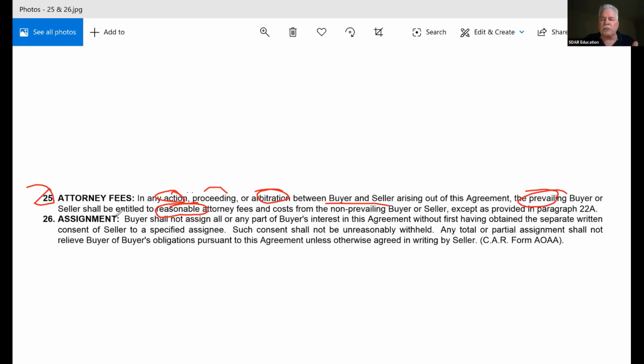So reasonable attorney's fees, what might be reasonable to you might not be reasonable to me. The reasonable man standard says it's going to be up to the court to decide that, because we're going to fight about it anyway. Okay? Attorney's fees and costs from the non-prevailing buyer or seller, except as provided in 22A. You recall that 22A back there was my mediation of disputes. Okay, is that clear? Everybody good?